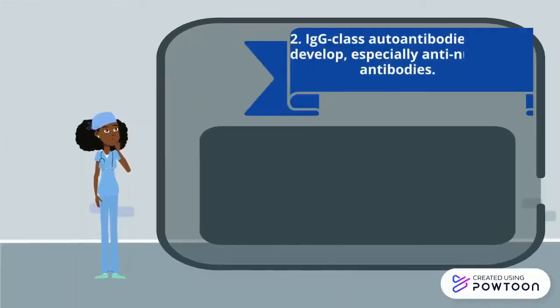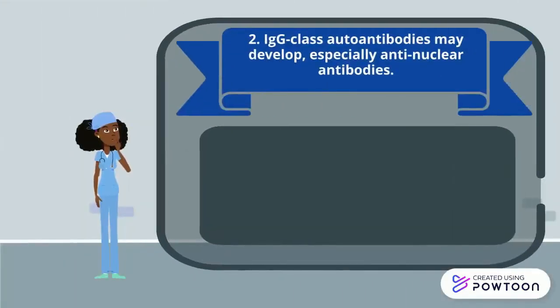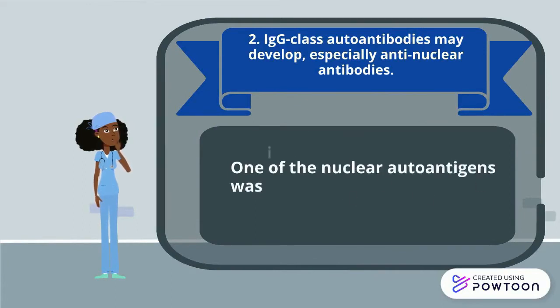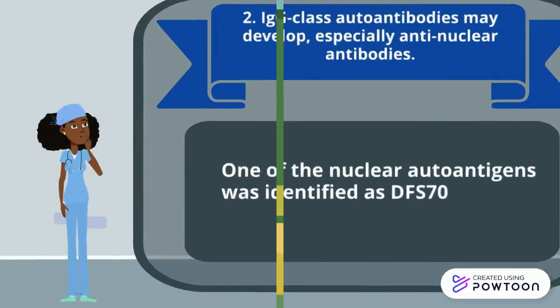Or eczema can happen due to IgG class autoantibodies, especially anti-nuclear antibodies. One of the nuclear autoantigens was identified as GFS70.